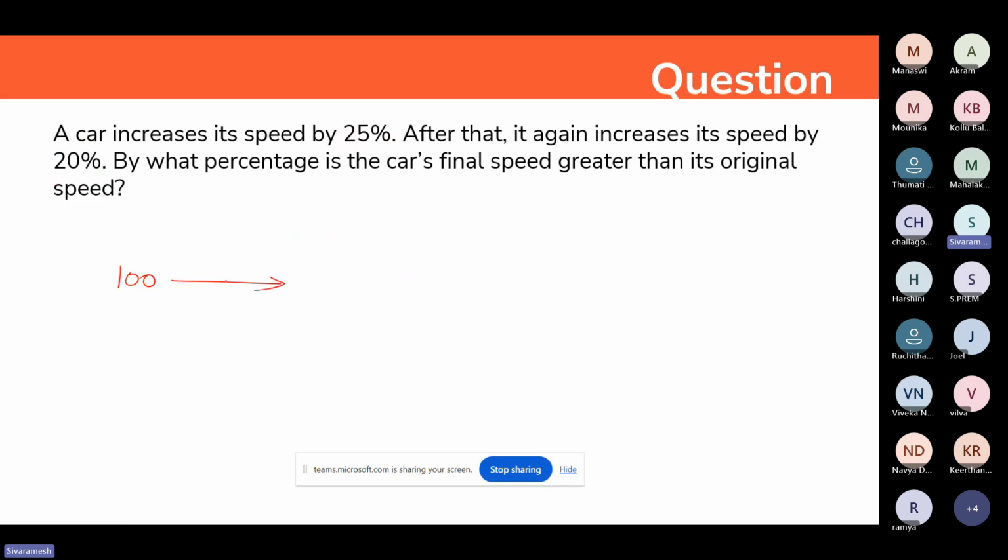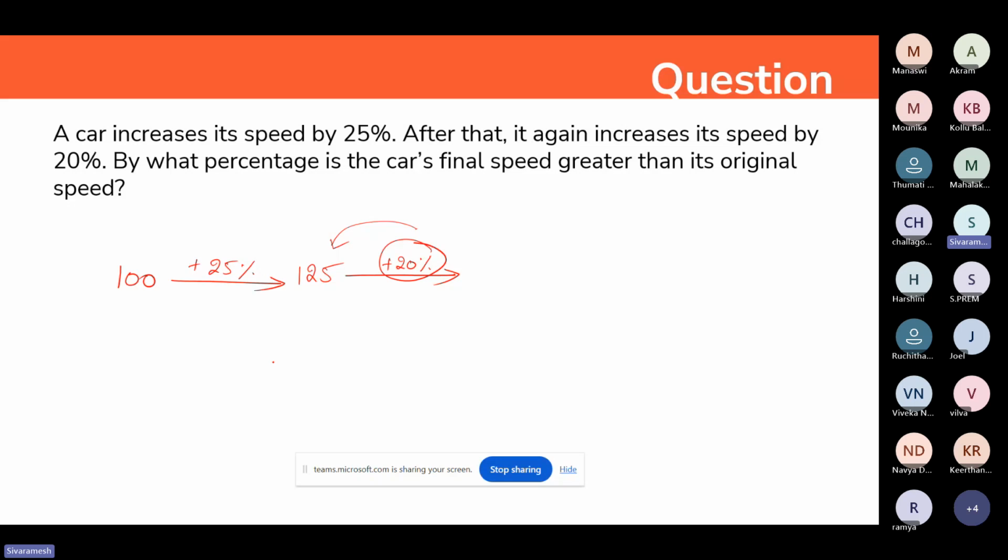Assume that the car speed is 100. First time he increases speed by 25%. Now can you tell me what is the speed? 125. So a 25% increase means 125. Second time it was increased by 20%. Is this 20% increased from 125 or 100? Yes, very good. This 20% is increased from 125, not from 100.